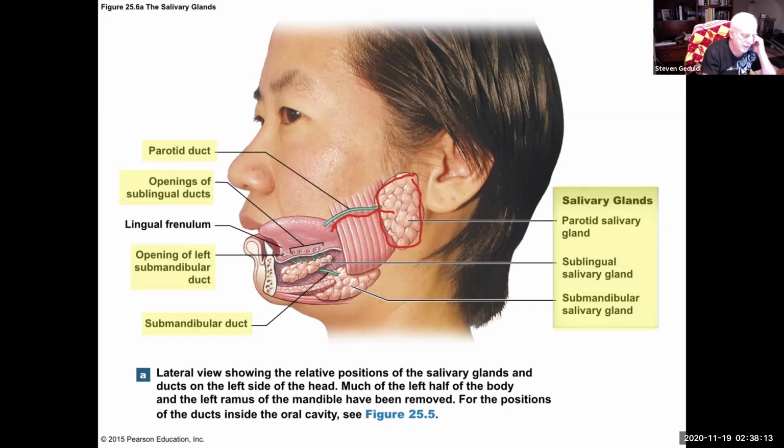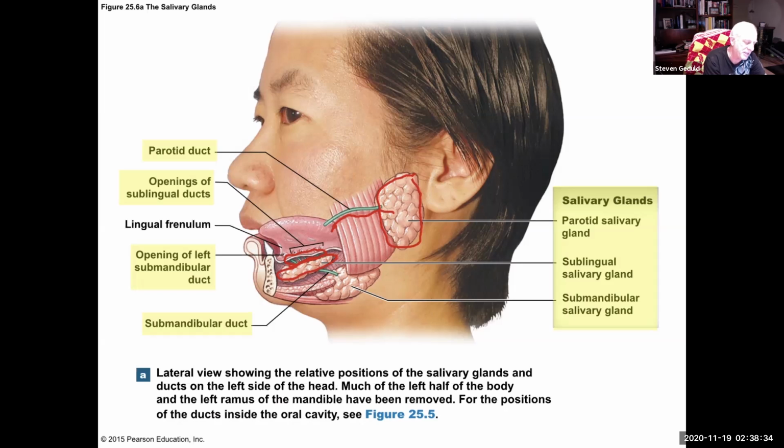Okay. This is a sublingual gland below the tongue. And you can see the sublingual ducts here. You ever lift your tongue and have it squirt out fluid? You see it all the time. When that happens, that's the sublingual gland releasing amylase.